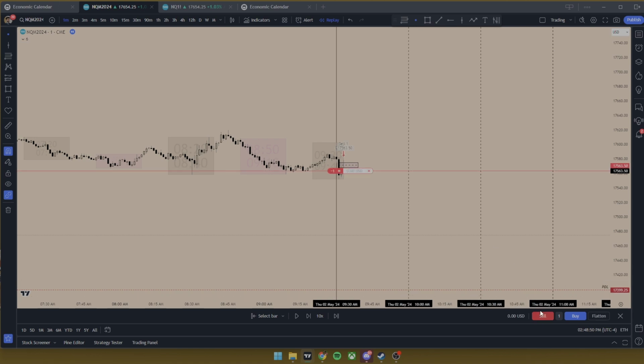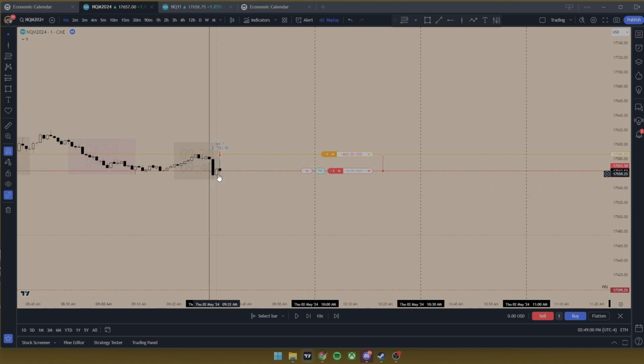Play the next bar out. We get that. We can sell that short here. We can take our stop loss, simply put it above that previous swing high. Now we want to see displacement through this up close candle.